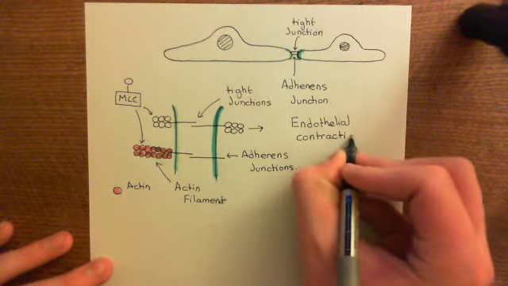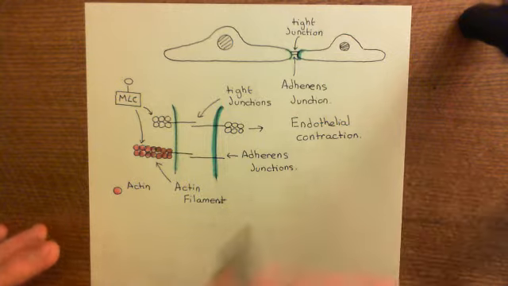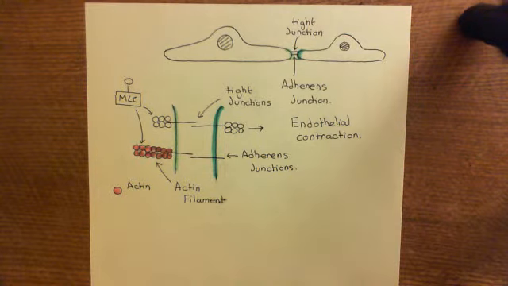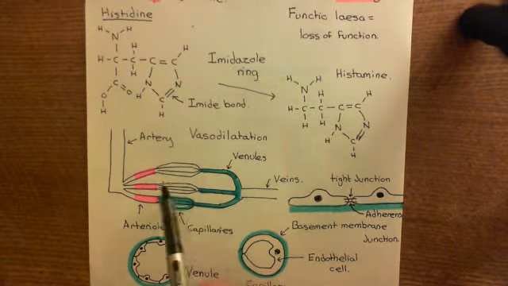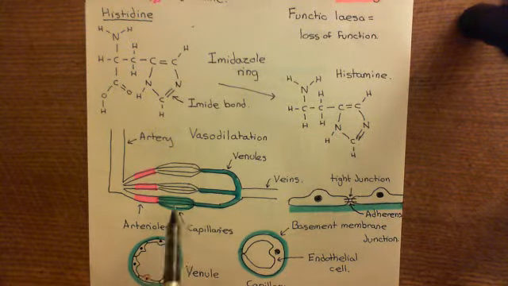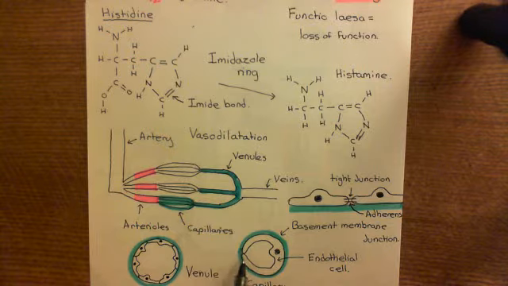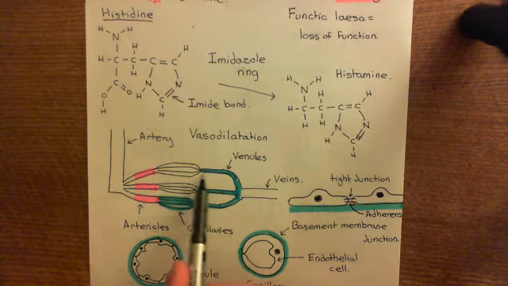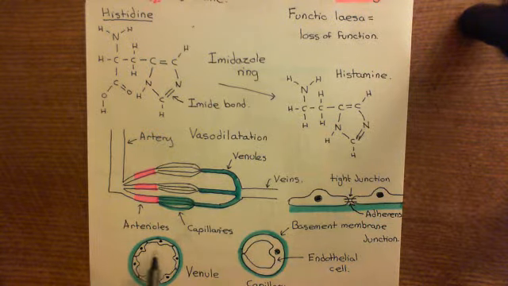Now, what's the significance of these holes? Well, it's really, really important in the venules and the capillaries. So you get a huge amount of these holes being formed in both the capillaries, but more importantly in these venules. Basically, all of these gaps are now going to open. Now, what does this mean?